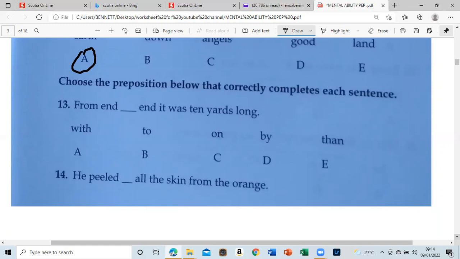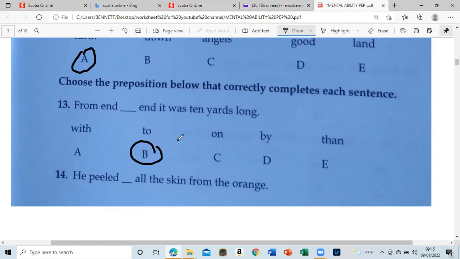Let's move on to number 13. And it says, choose the preposition below that correctly completes each sentence. All right. And number 13 says, from end blank. So just put the answer there. And it was 10 yards long. All right. From end to end. So it goes right here, right? To complete the sentence correctly.